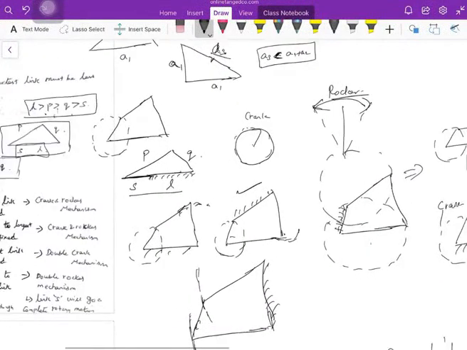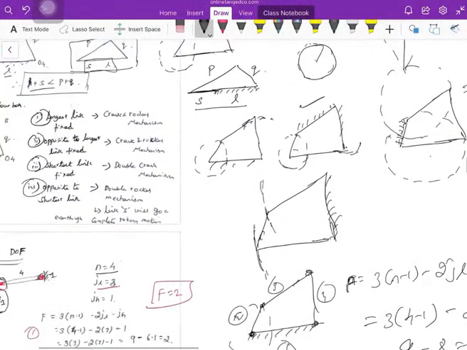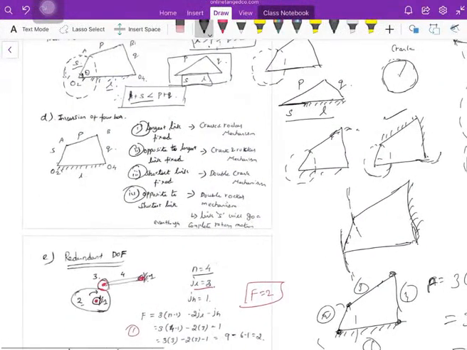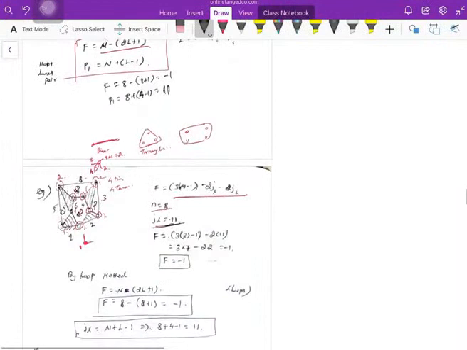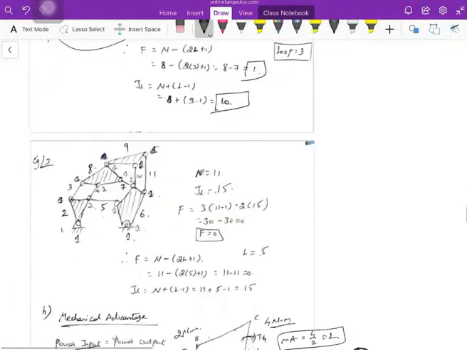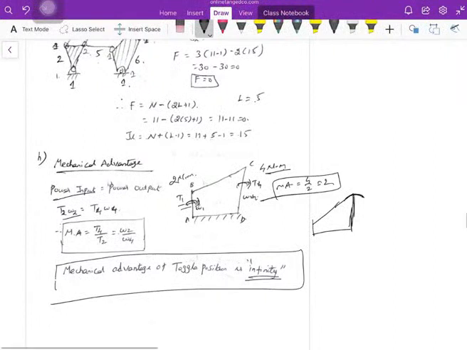The other thing is, if I fix the link opposite to the shortest link, it is nothing but a double rocker mechanism, like wipers. So these are some of the inversions of the four bar mechanism. Yesterday I also taught you how to find the degrees of freedom for these structures. Everything has been discussed yesterday. You can go and refer to the previous videos.